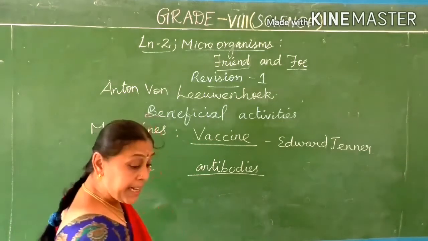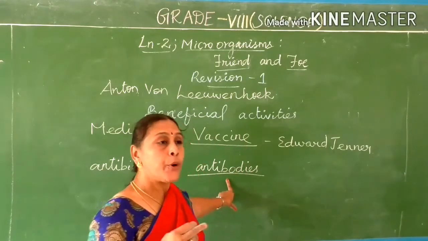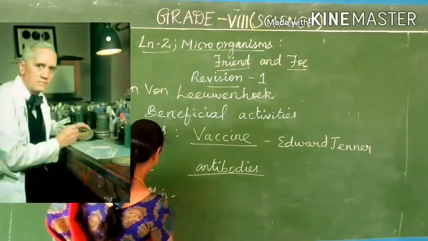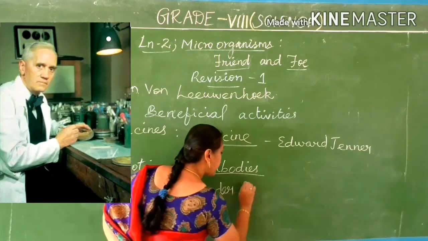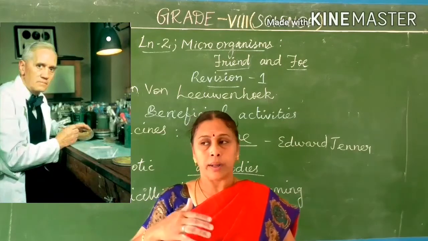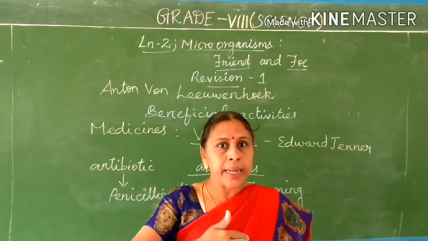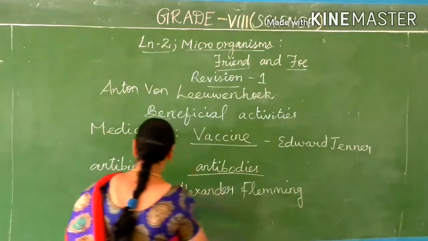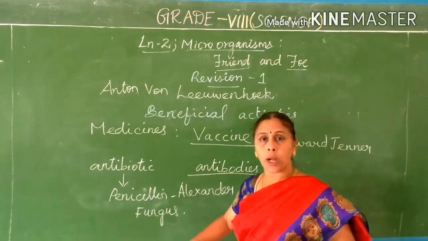Another one, penicillin, a common antibiotic. The first antibiotic produced was penicillin, and it was discovered by Alexander Fleming when he was working on a culture of bacteria. He was doing some experiment with the bacteria. He found that something else came and attacked that bacteria. That is called an antibiotic, and this penicillin was prepared from a fungus called Penicillium notatum.